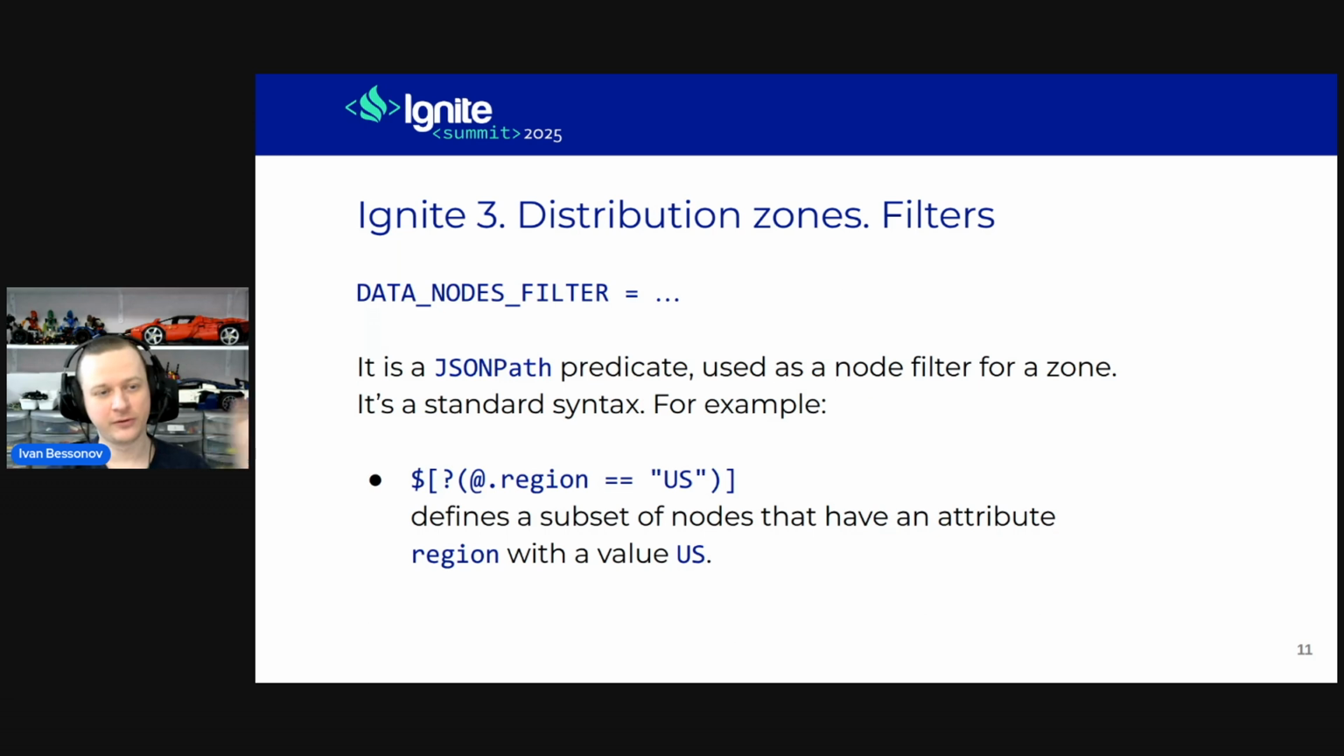Other parameter includes the node filter. It is a string in JSON path syntax format that dictates the nodes from logical topology that will be included into a distribution zone using the filter configured on top of node attributes. So what is a node attribute? It is a key value map, basically, where key is a string and a value is a string. And user can configure anything that they want.